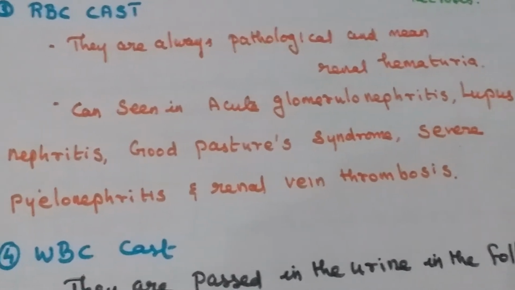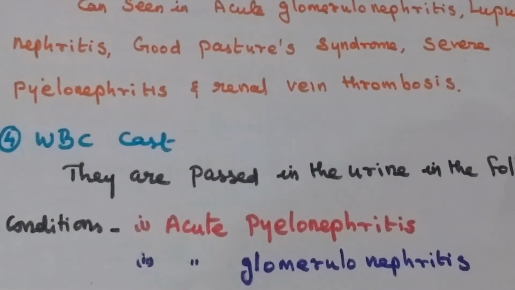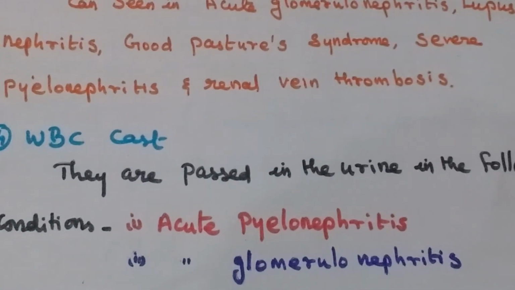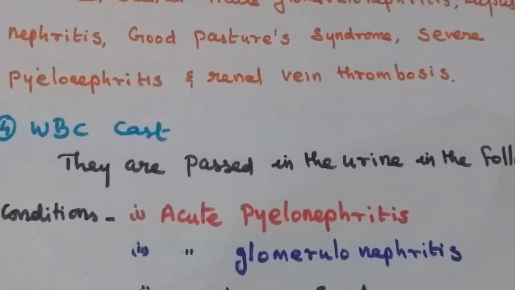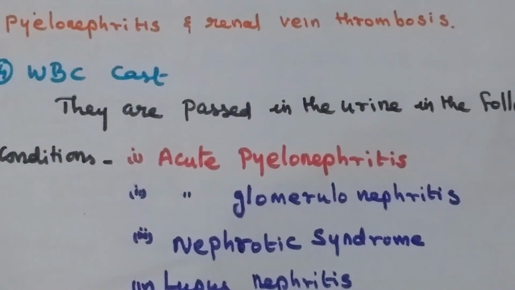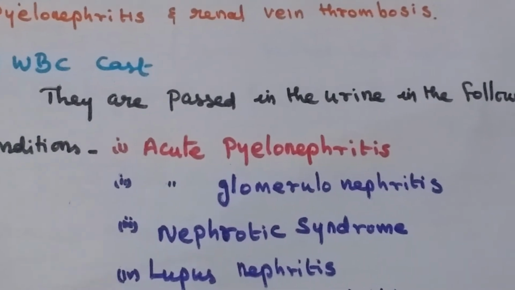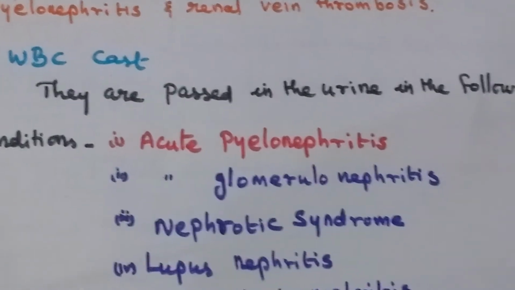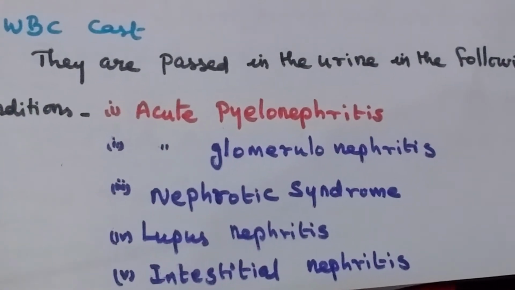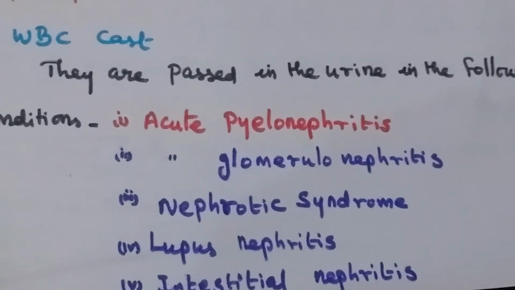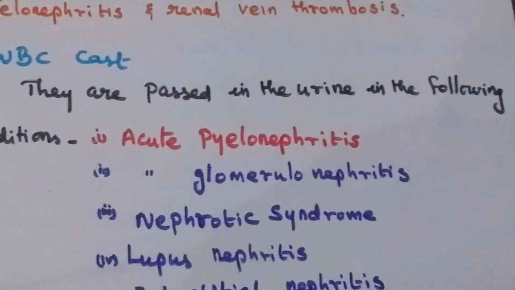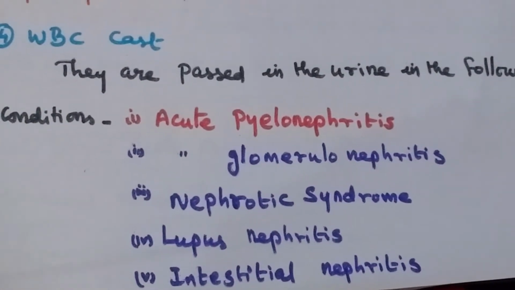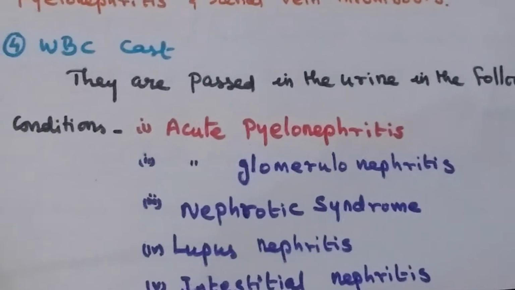Now going to the other type of cast, the WBC cast. It is seen in infection or inflammation involving the kidney. It can be seen in conditions like acute pyelonephritis, acute glomerulonephritis, nephrotic syndrome, lupus nephritis and interstitial nephritis.